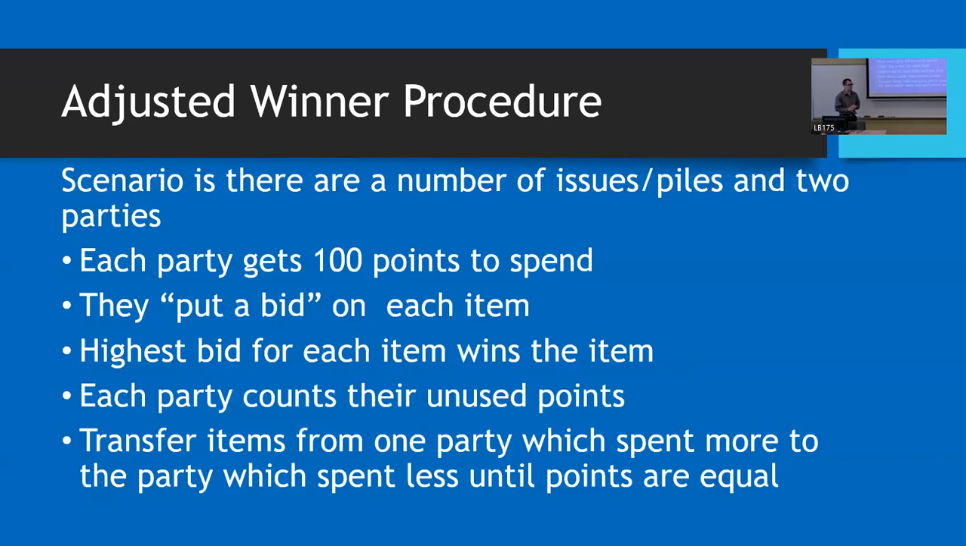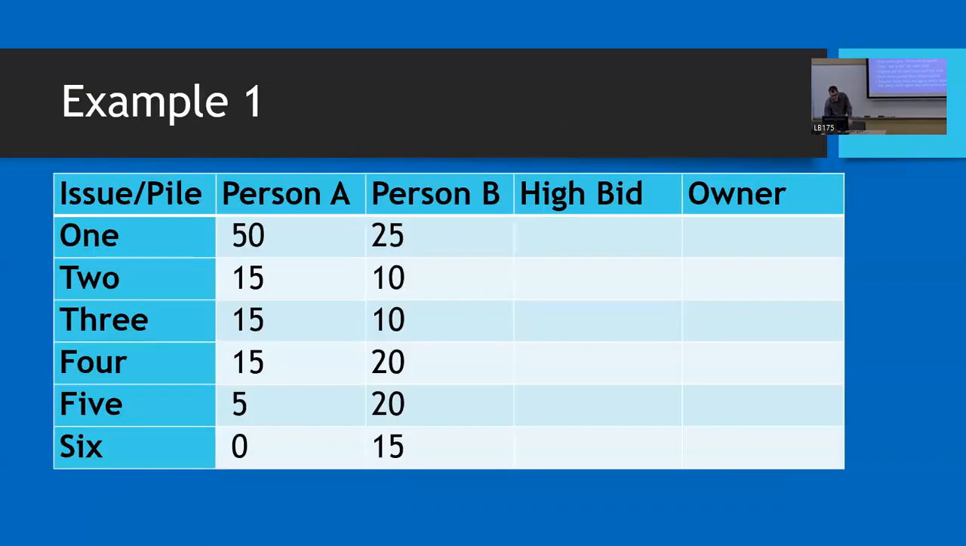Is that right? So this is called the adjusted winning procedure. The adjusted part is the transferring items. So that's why it's called adjusted, right? We're adjusting who wins so that we balance out the points. Okay. Let's do it in an example.